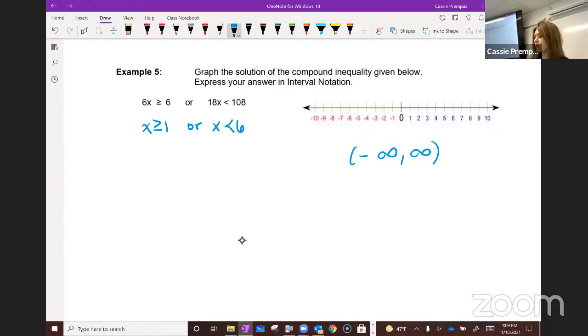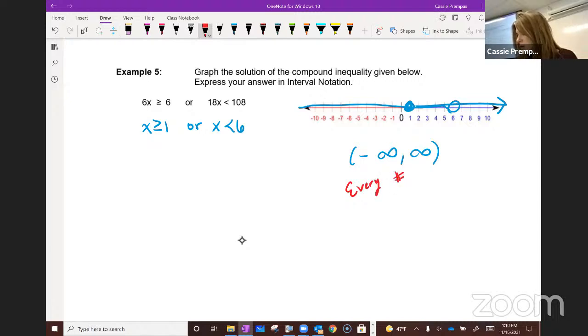I saw some people trying to include 6 in their answer. Shaded wise, you might have had something that looked like this and something that looked like this. But the key is because every number works for one or the other inequality, we have to show that every number is a solution. So let's write that. Every number works for one or the other inequality.